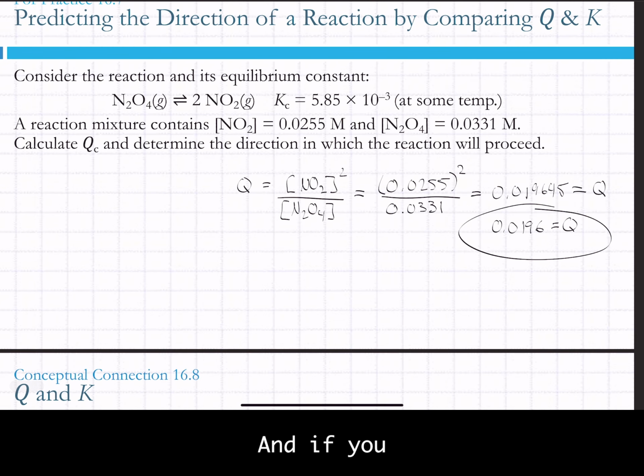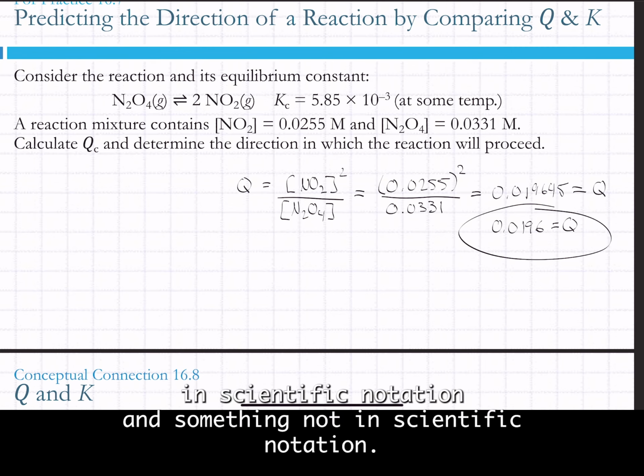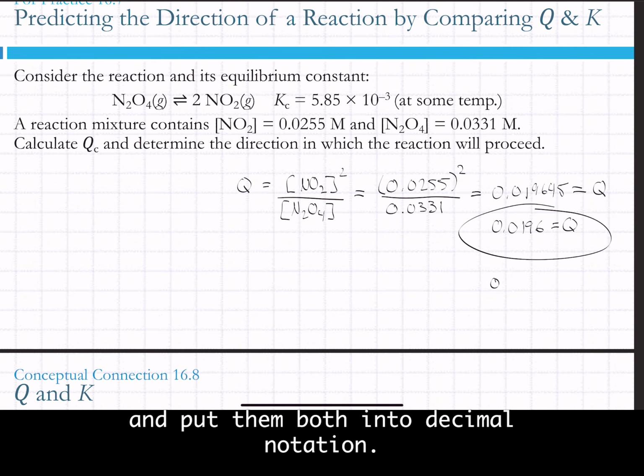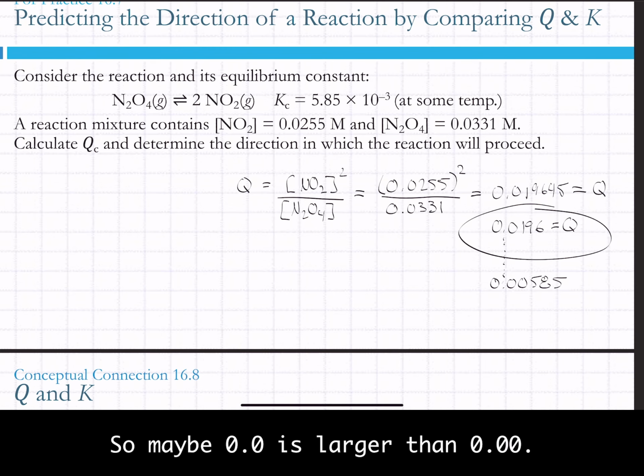And two ways to compare, because I know decimals can be tricky, especially when you've got something in scientific notation and something not in scientific notation. If they are relatively small numbers, we can just take them and put them both into decimal notation and try to line up the decimal points. So 0.0 is larger than 0.00.